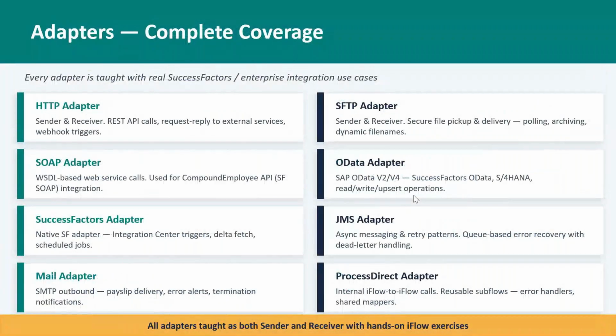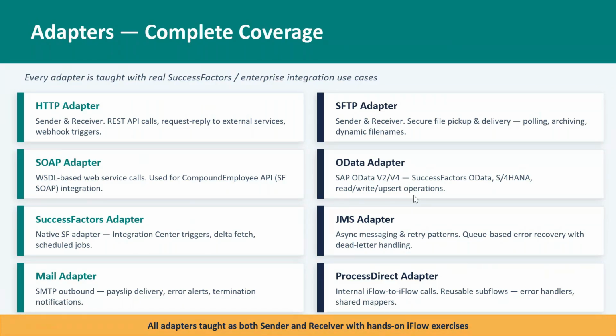With adapters, this is what we are going to cover: the HTTP adapter, SFTP, SOAP adapter, OData, and the SuccessFactors adapter. In SuccessFactors, we have 2 kinds of adapters, OData and SOAP. We will cover both of them. And JMS, mail adapter, process direct, and IDoc adapter. So we will cover what is needed for the advanced CPI level. We are targeting to be able to crack interviews for 5 or 6 years of CPI experience, right?